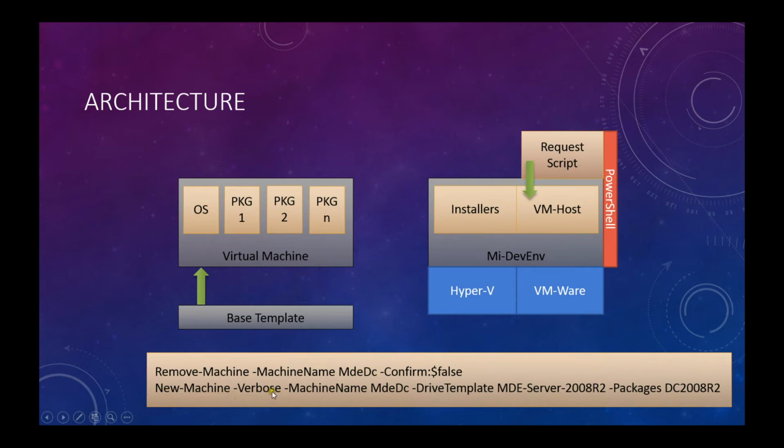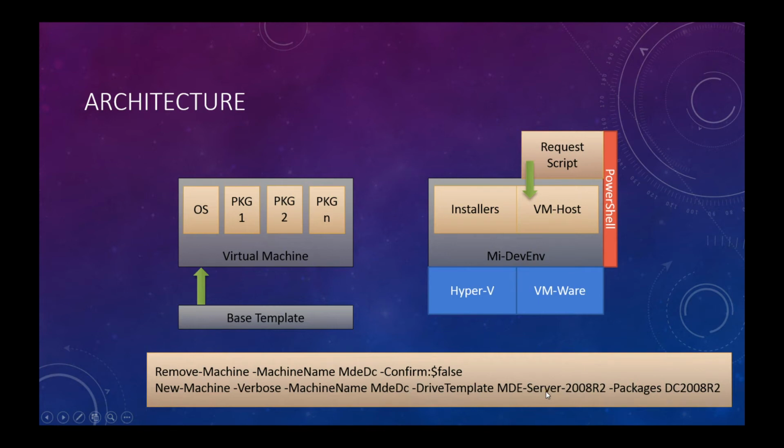Then create the machine. Verbose will give us some really nice trace messages about what's going on, like network settings, the memory that's supplied to the machine and so on. So again, here's the name of the machine that we're creating. And then we're telling Mi-DevEnv to use a drive template, and this is this base template that we've talked about earlier. And the base template is called MDE Server 2008 R2. So you can guess which operating system's being used inside that base template. So there's the machine name, and there's the template that the machine will be based upon.